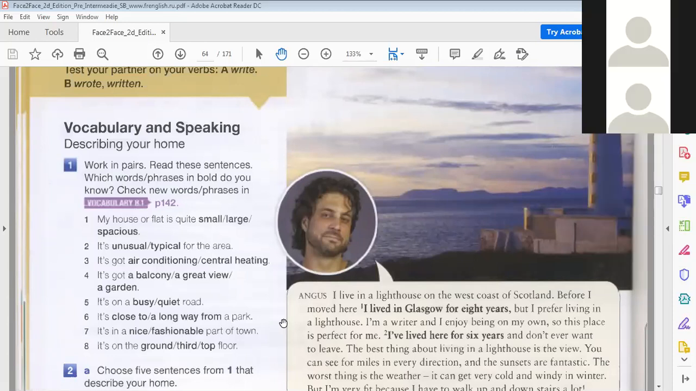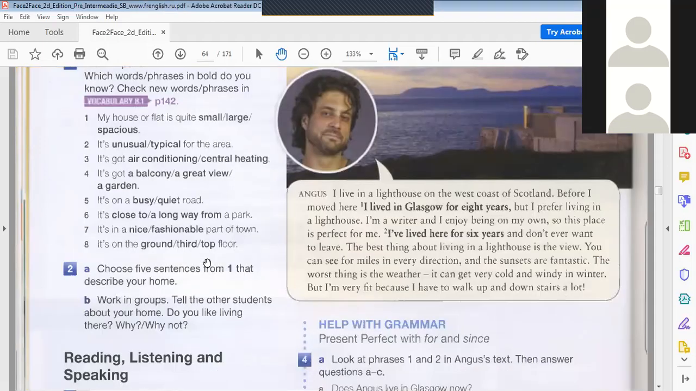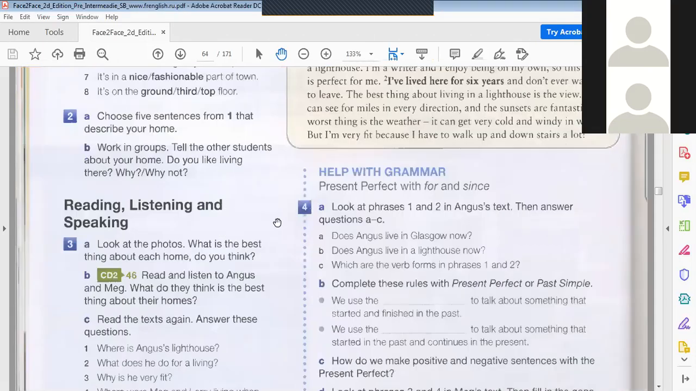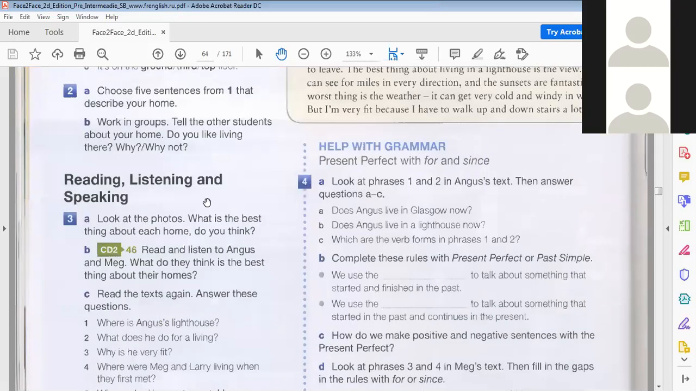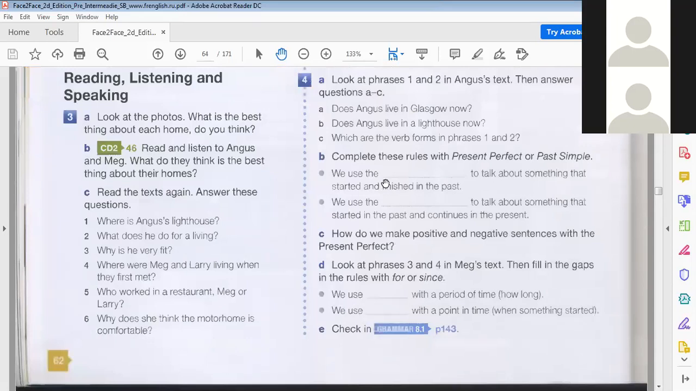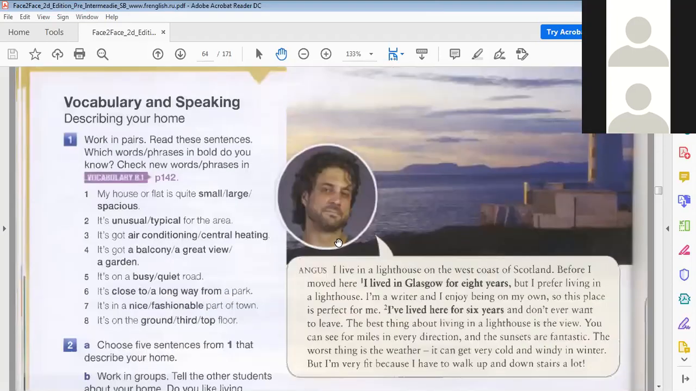All right. Anyway, so these are just some examples of some of the words we'll use in our next lesson. And we'll talk a little bit about our house, our homes in number two. So we can describe our homes in number two. Then we're going to do a little bit of listening. We're going to listen to Angus. And Angus lives in a lighthouse.